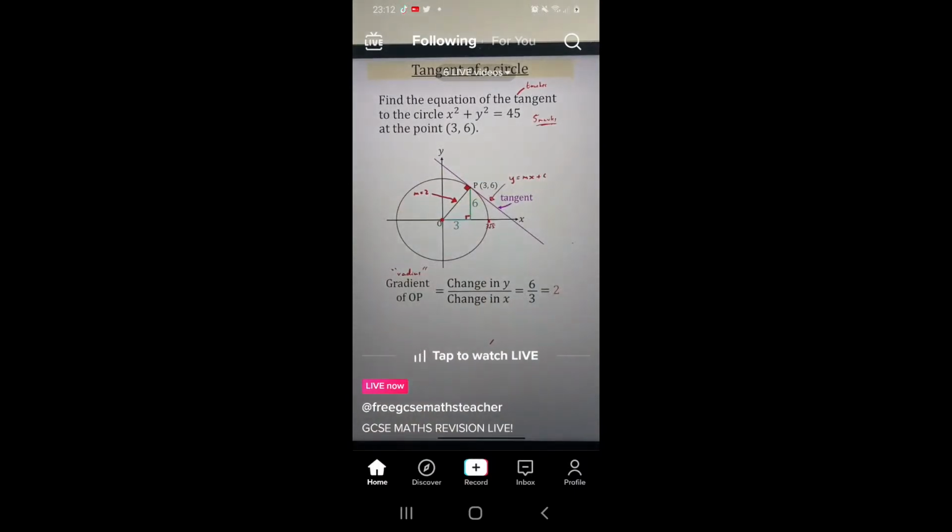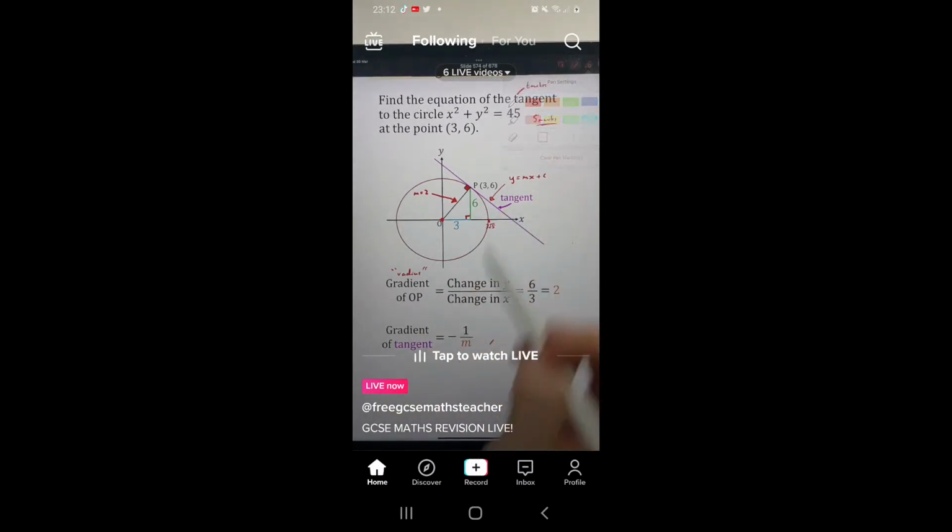I don't want that gradient. I want to find the gradient of my tangent, but I should know that the radius and the tangent are perpendicular. They meet at a 90-degree angle. Therefore, the perpendicular gradient, my tangent, is going to be -1 over m. That's our rule. Because remember, perpendicular is when two gradients multiply together to give you -1. To find the perpendicular gradient is the negative reciprocal. It's -1 over, in this case, 2. So therefore, my gradient is -1/2.